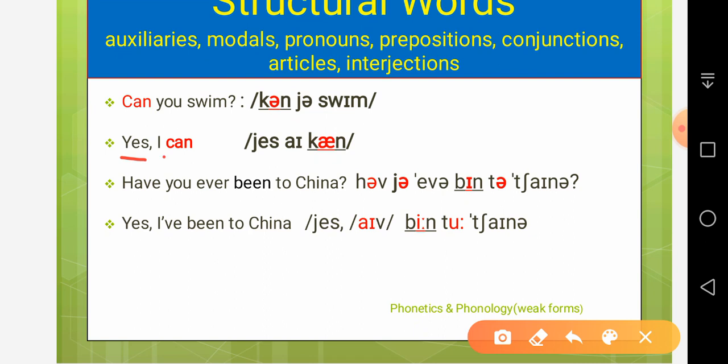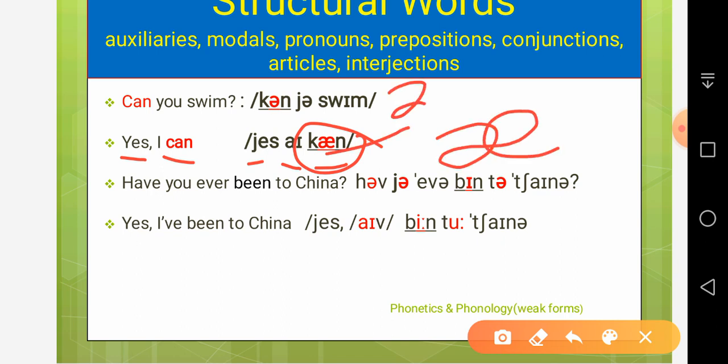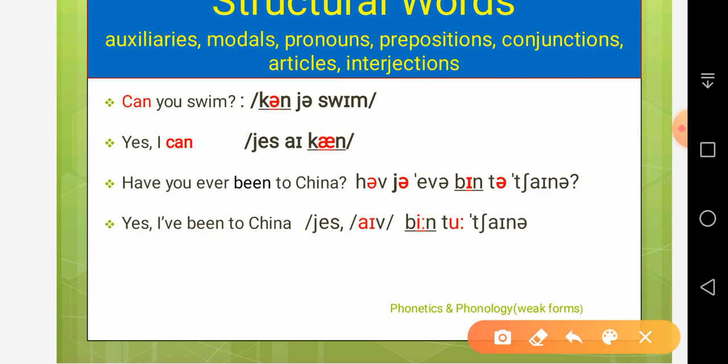Yes, I can. Can is a strong form, and this is a weak form. As a matter of routine, we have to use the weak form, a form in which there is a schwa. But if you want to stress, like this, can is being stressed. Somebody is being asked if he or she can swim, and the person forcefully says, yes, I can. In this case it is strong, can. Here is can, weak form. Here is can, strong form.